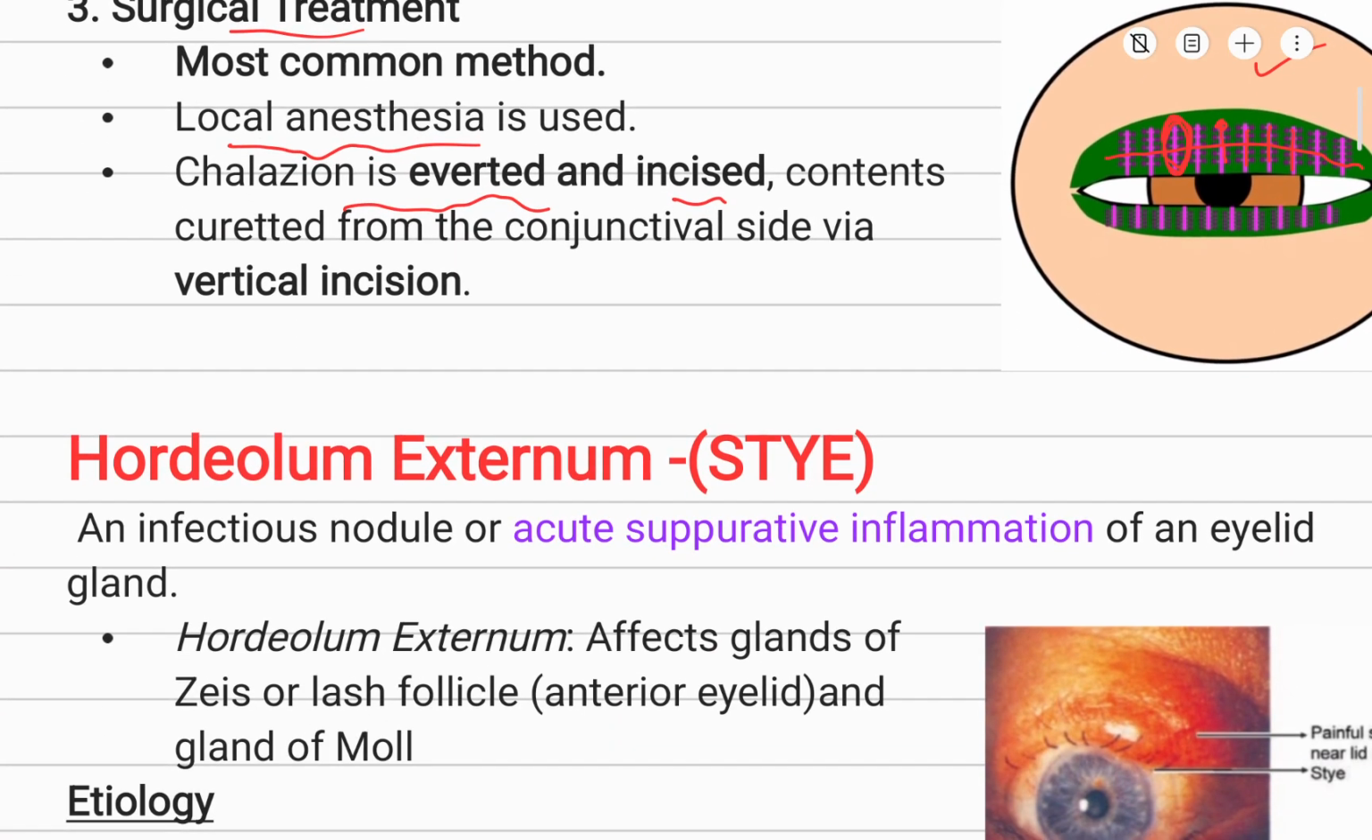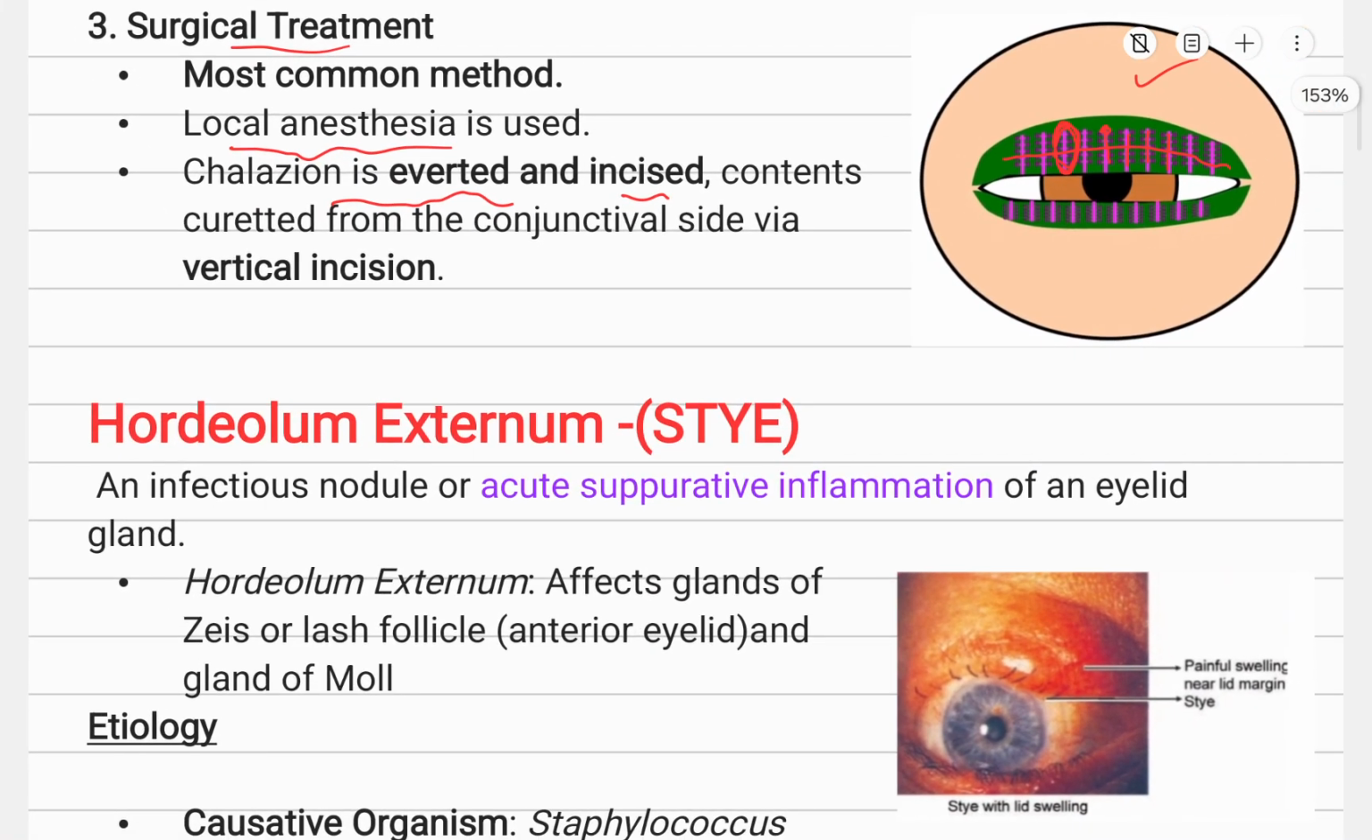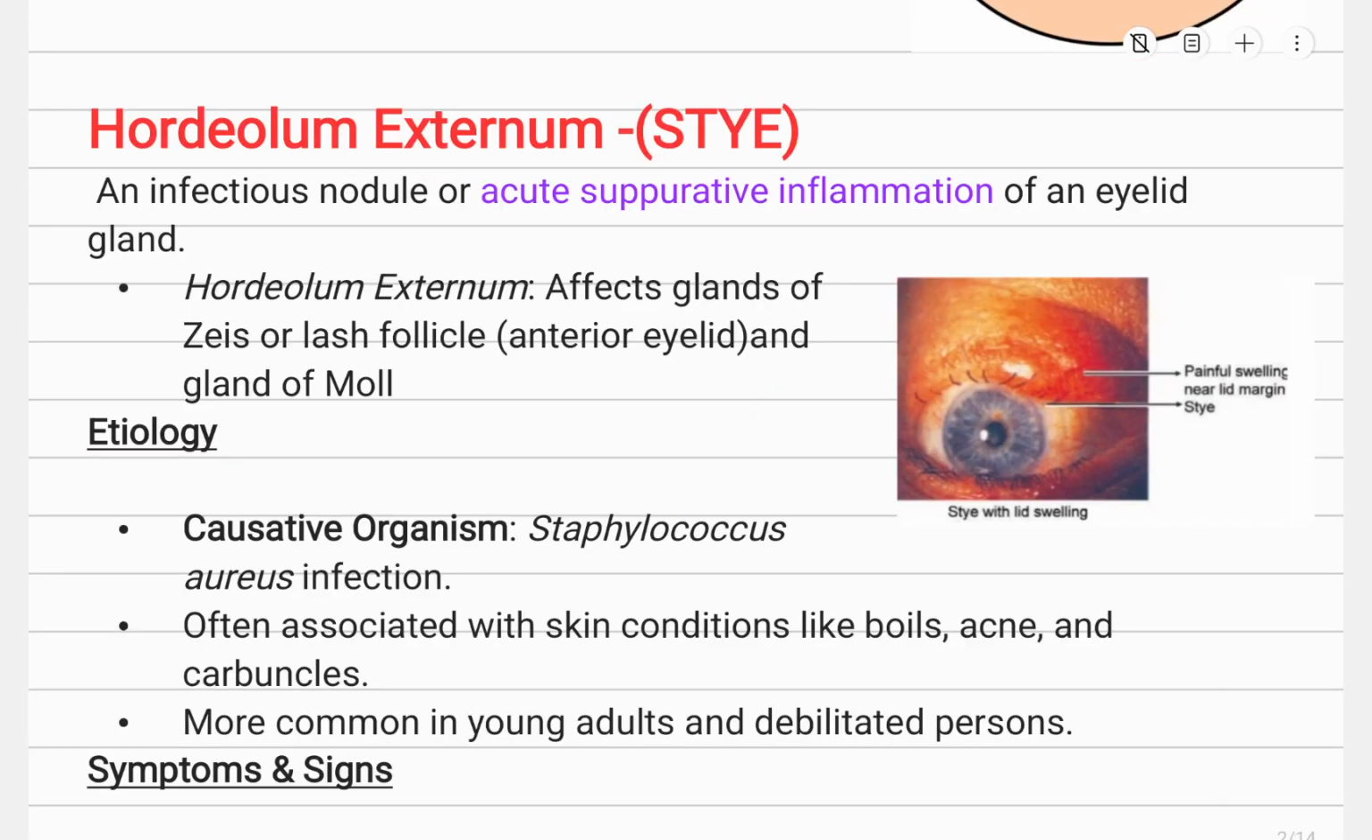The other infection is hordeolum. It is hordeolum externum. It is also known as stye. So this is basically an inflammation of an eyelid gland. So in the chalazion, the inflammation occurs mainly in the meibomian gland, but in this case the glands that are affected are the gland of Zeis and the gland of Moll.